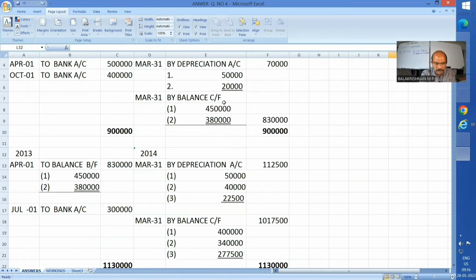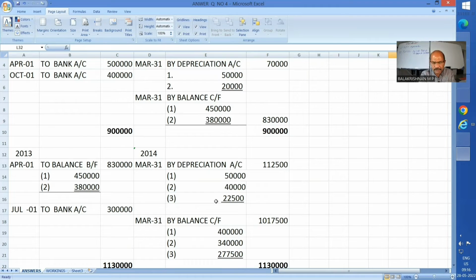Let me bring down next year. Next financial year, April 1st. As it is, I have brought down 8,30,000 with the same breakup value. Right. Next, chronologically, I find on July 1st, there is another purchase for 3 lakhs to bank. Now, year-end depreciation. Okay. No more purchase, no sale, nothing happened in this financial year, 2013-14.